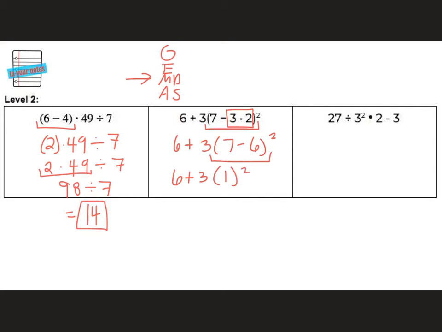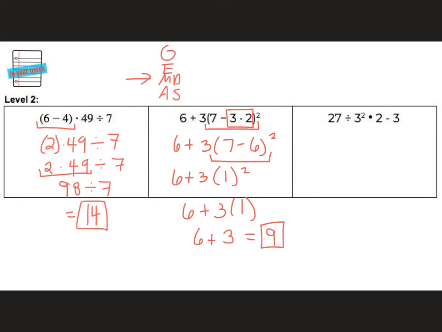Now I see we have an exponent on the outside of these parentheses. So we want to go ahead and do the exponent next. So 1 squared is like 1 times 1, which is just 1. Now we've got addition and multiplication, so we'll take care of multiplication first. 3 times 1 is 3. Finishing here with 6 plus 3 is 9.